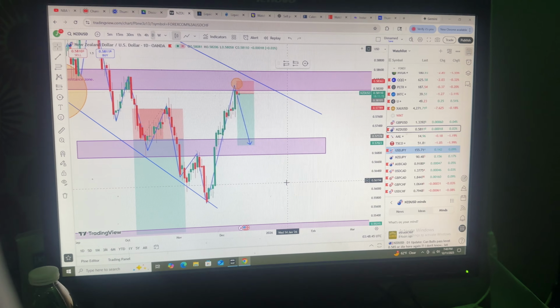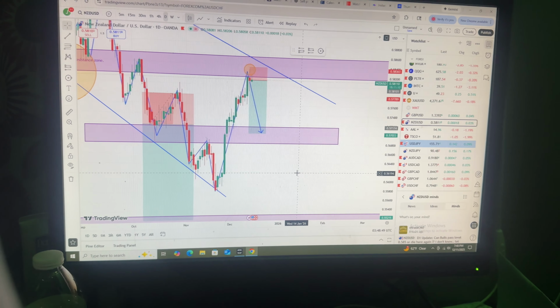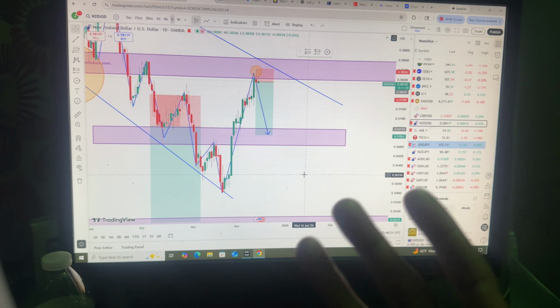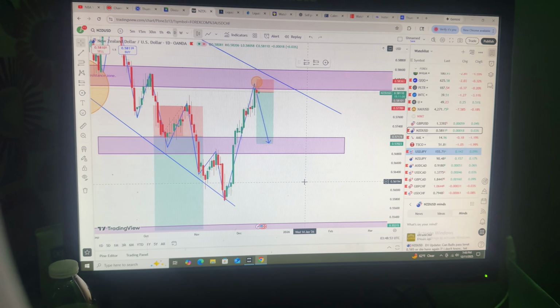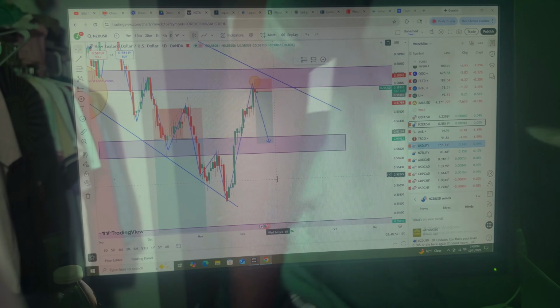The patience, man, the patience you have to have to do this, bro. I can see why a lot of people can't do this, because the patience is crazy, man.